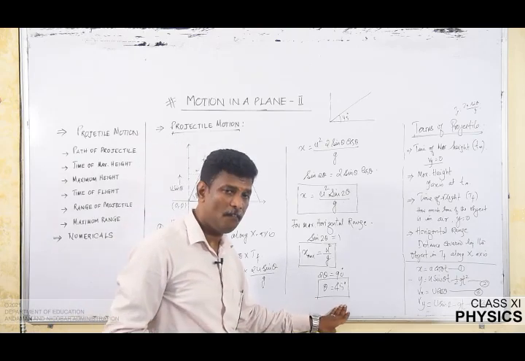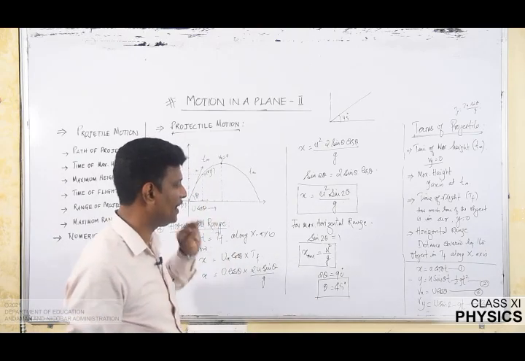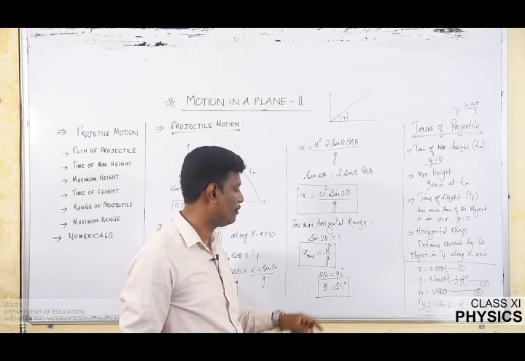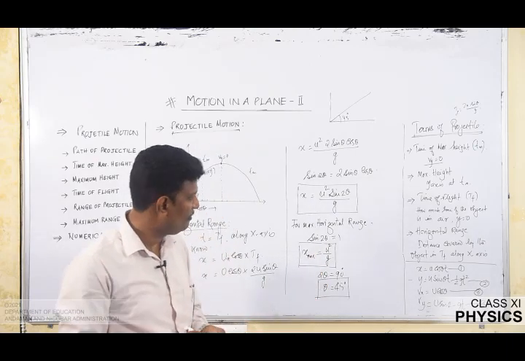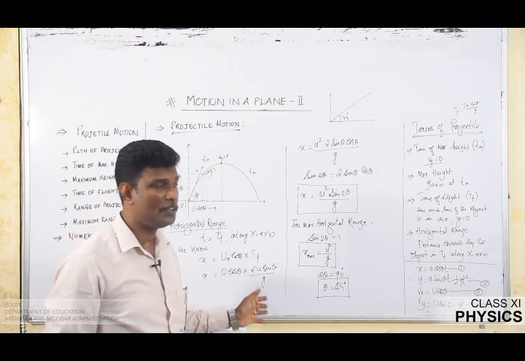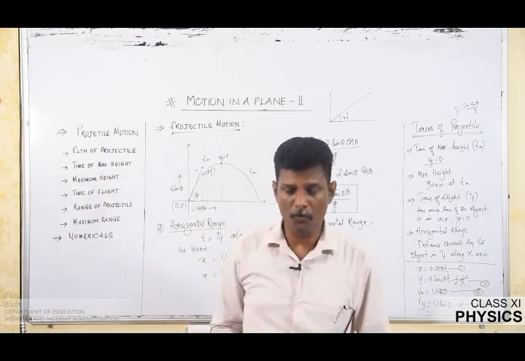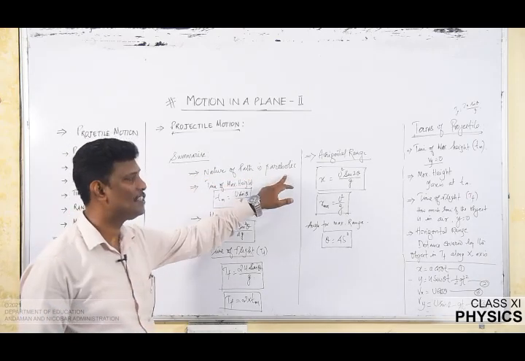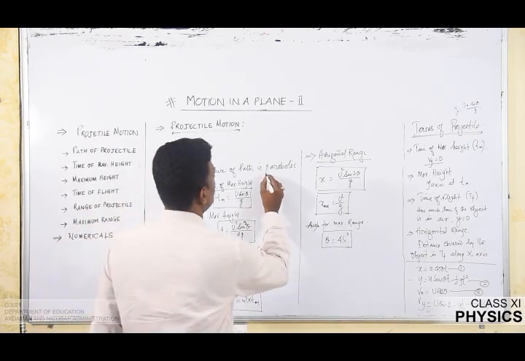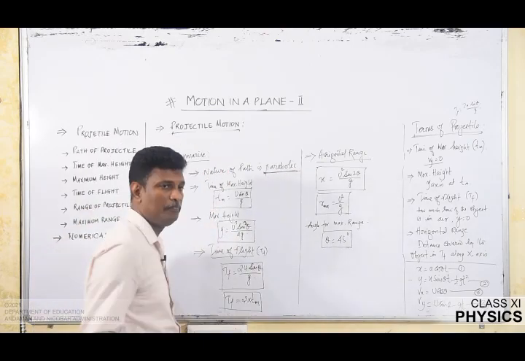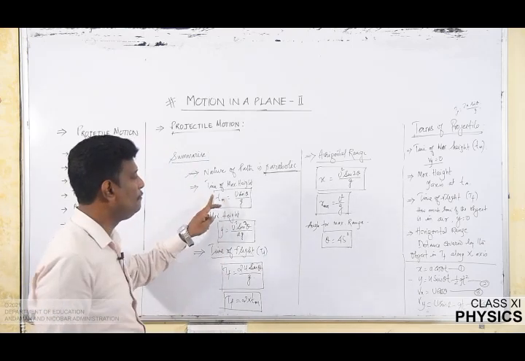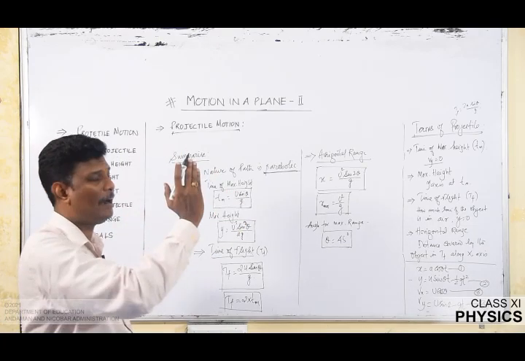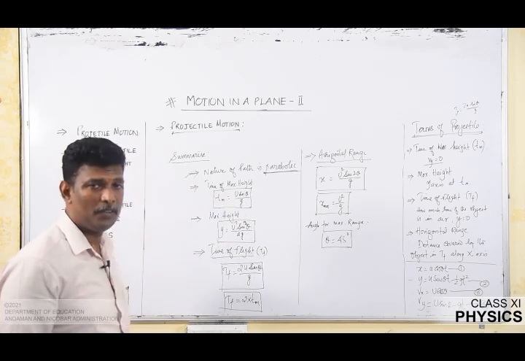So, theta is equal to 45 for maximum horizontal range. For maximum horizontal range, we can have the formula u square by g. Collectively, we have seen all the terms related to the projectile. We can summarize now. We have seen that the nature of path is parabolic, that is projectile's path is parabolic in nature. And second is time of maximum height, time taken by the object to reach the maximum height. Tm is equal to u sin theta by g.